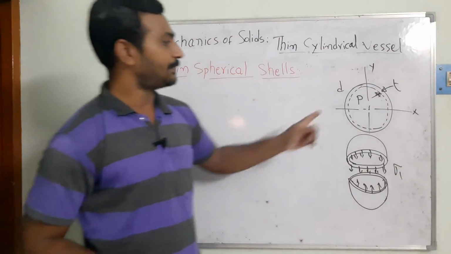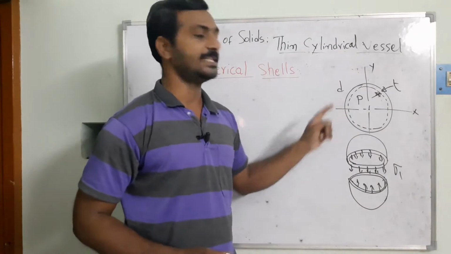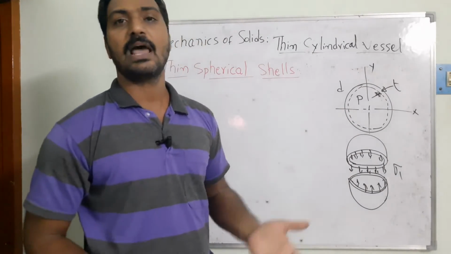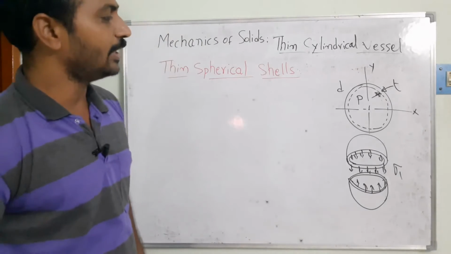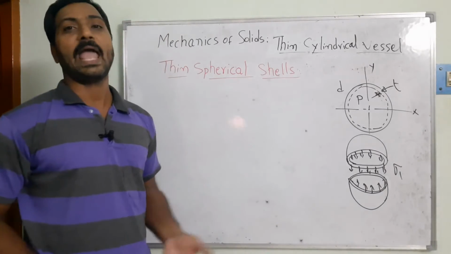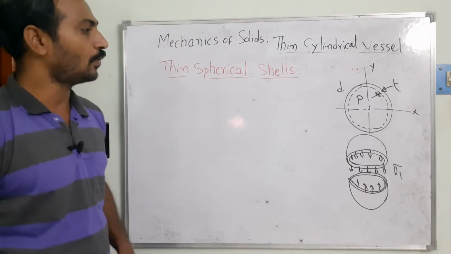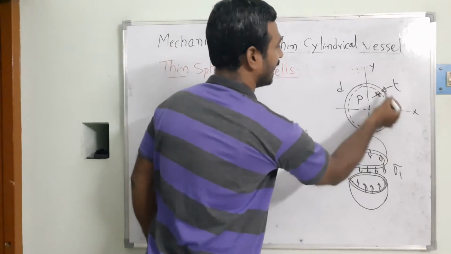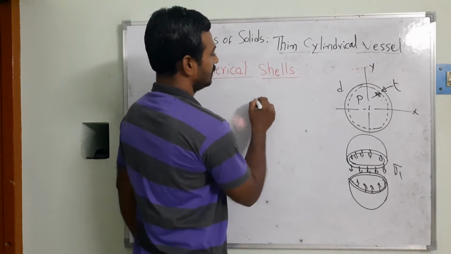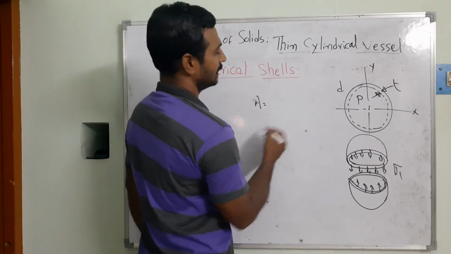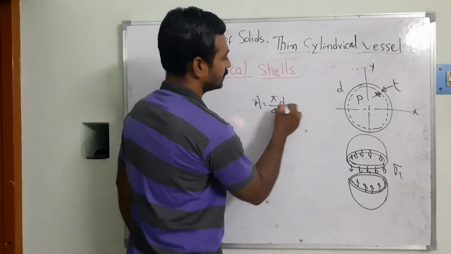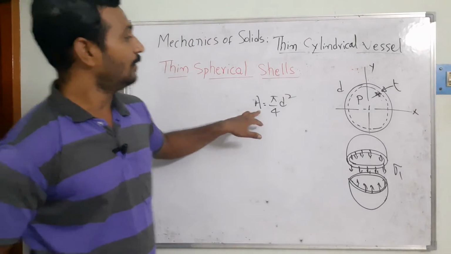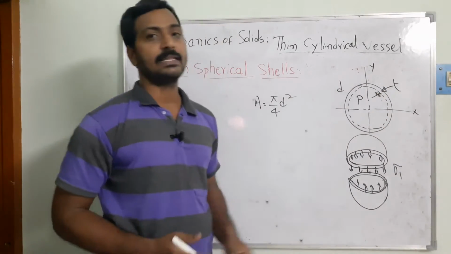A spherical shell has a constant diameter in all dimensions, that is, in the x and y directions. Now we need to find the stresses acting inside this material. How can we find them? As we know, the pressure acts over the diameter of the material. Taking the area A equal to pi by 4 d square, this is the area where the pressure is acting inside the member.